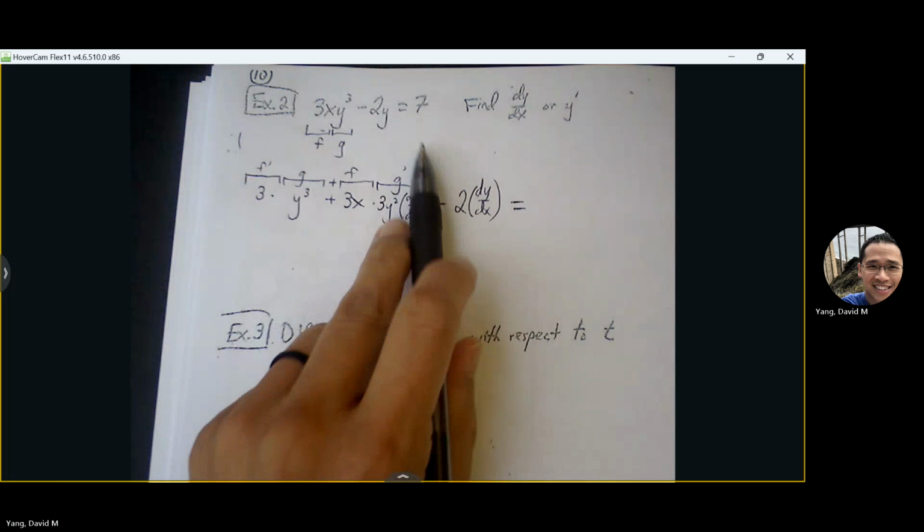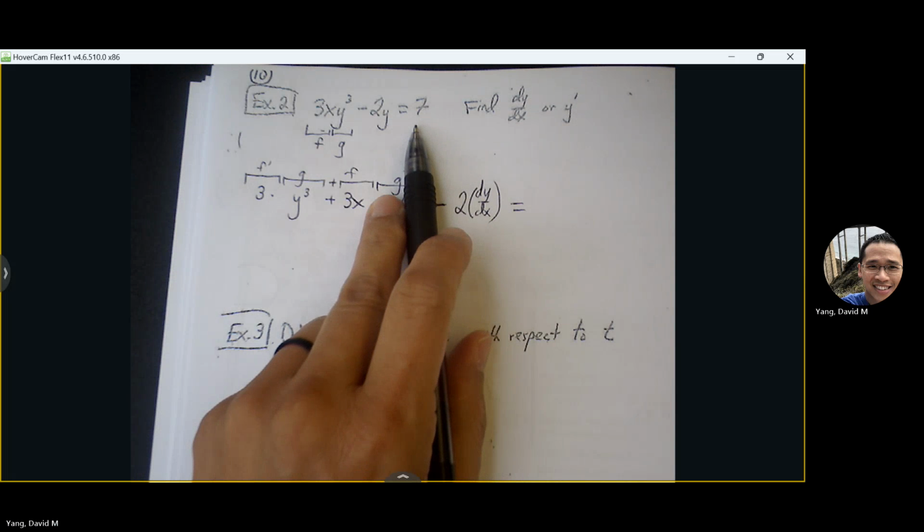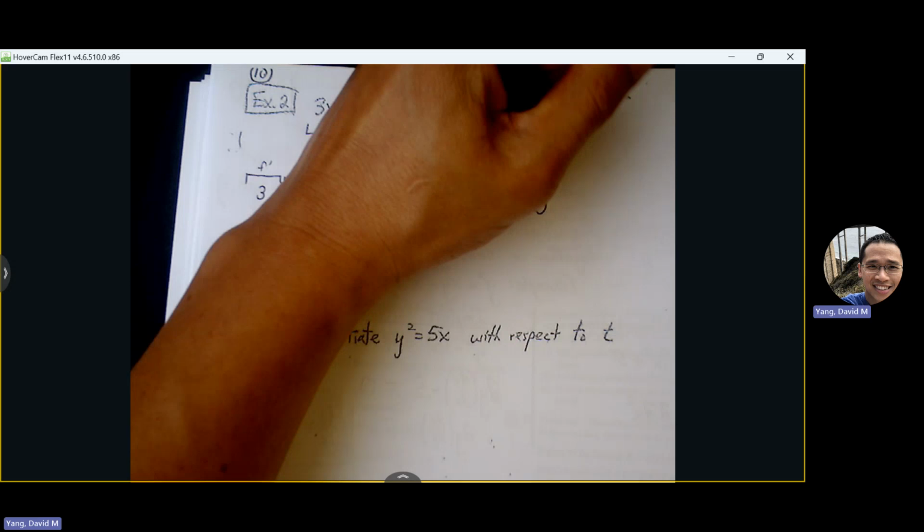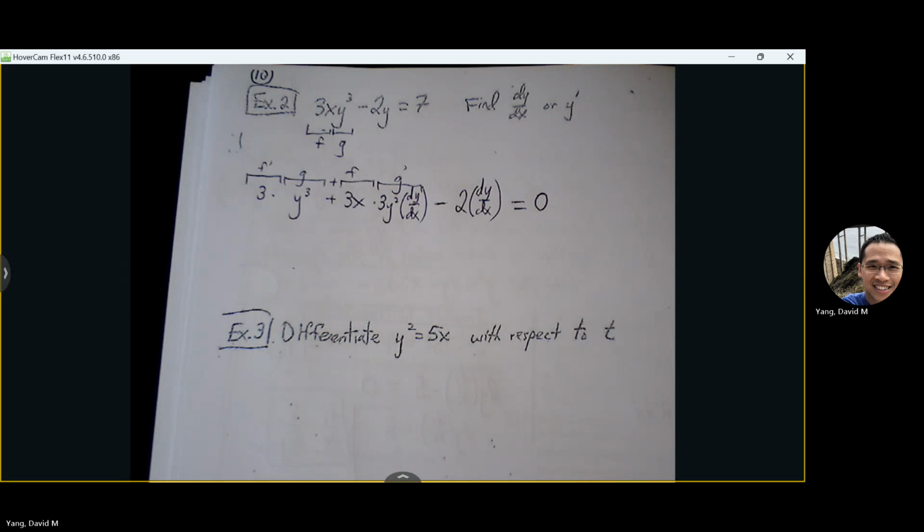Equals, good, the 7 is not immune to the derivative process. It is also getting impacted. That 7 goes to 0. So that completes the calculus portion. The rest is just collecting dy dx's, grouping them together, factoring it out, and then solving for dy dx. Okay. Any questions so far?